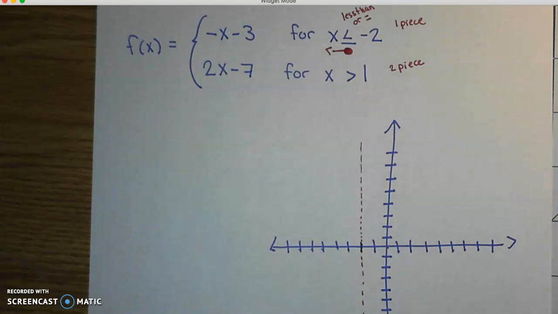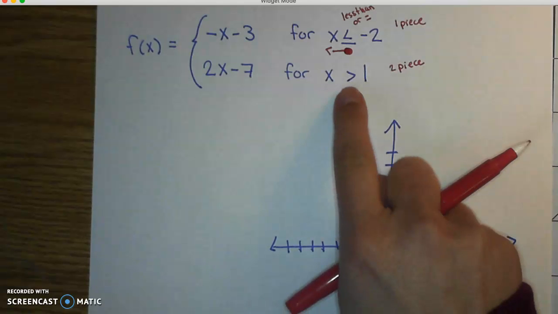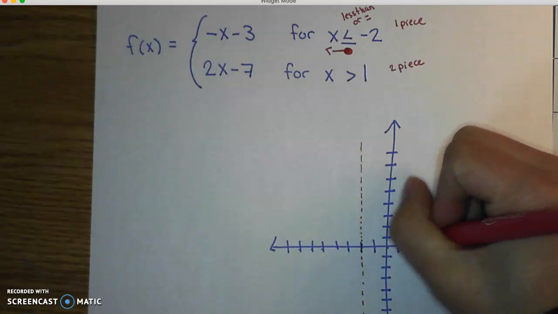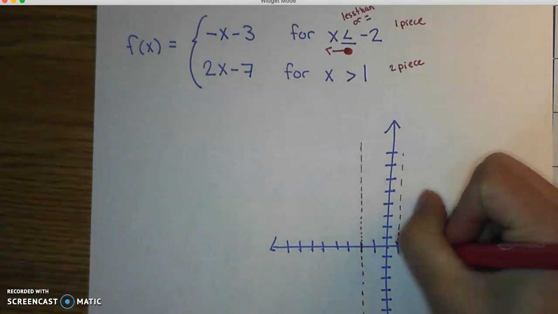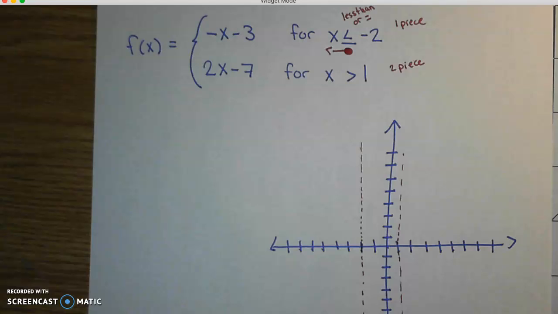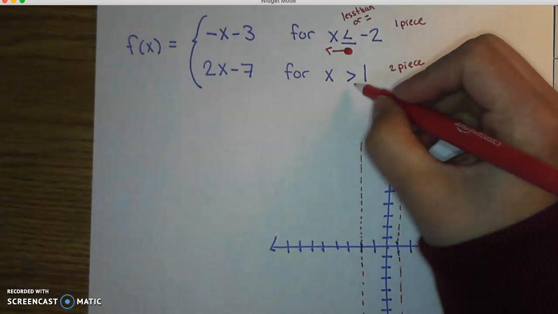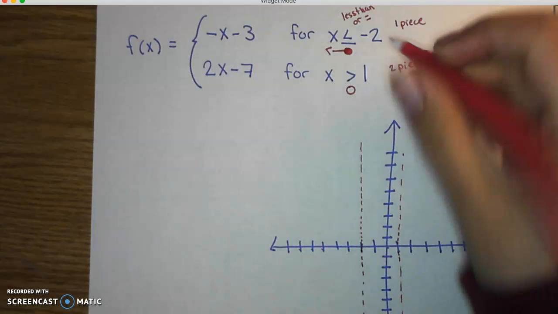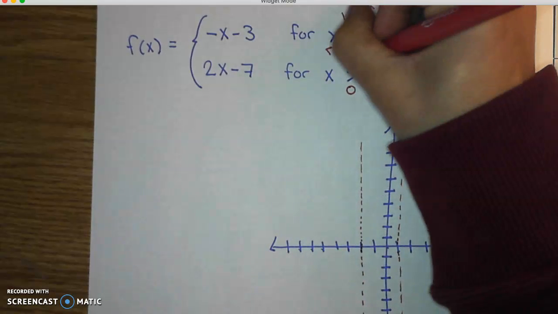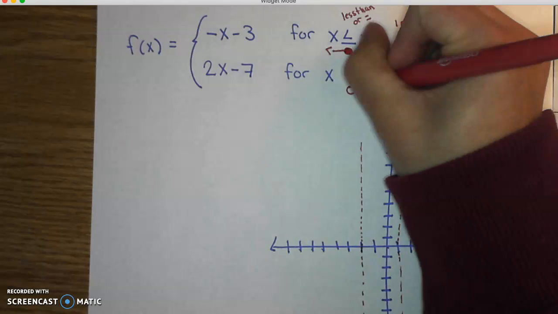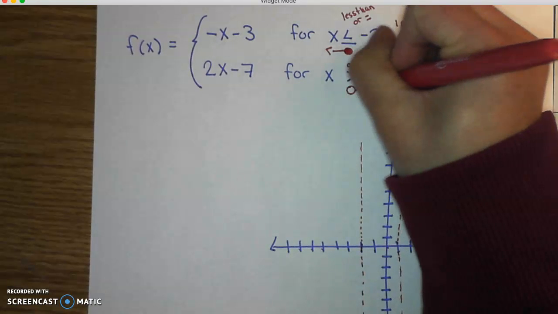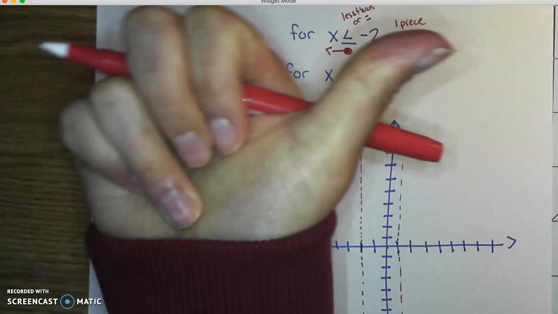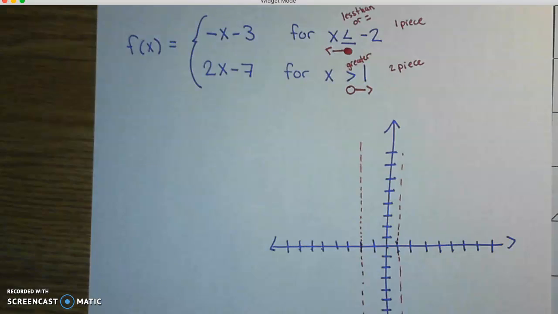Okay. My second inequality is x is greater than 1. So I'm going to find 1 right here. I'm going to draw my line again. And this time, is it going to be an open or closed circle? Open because it's just greater than. And since it's greater than 1, we're going to the right.